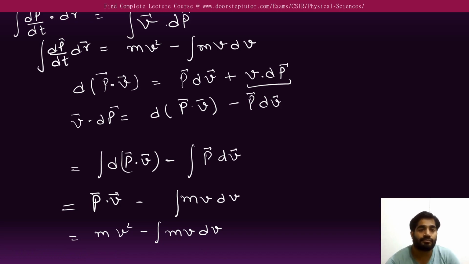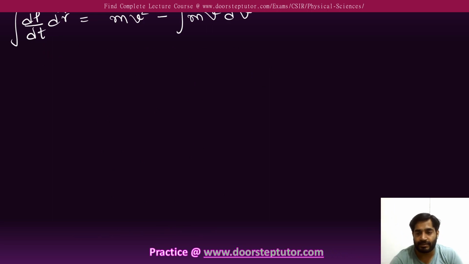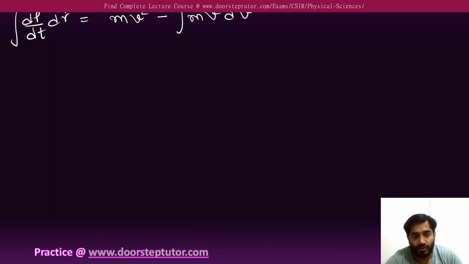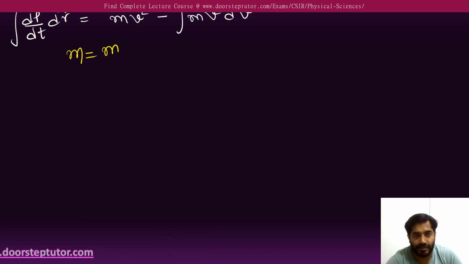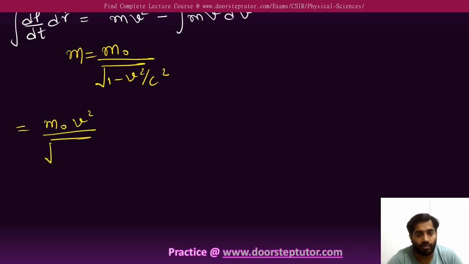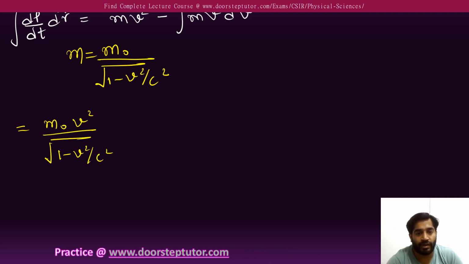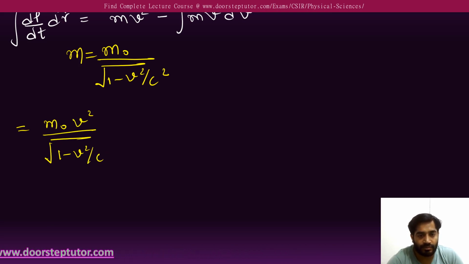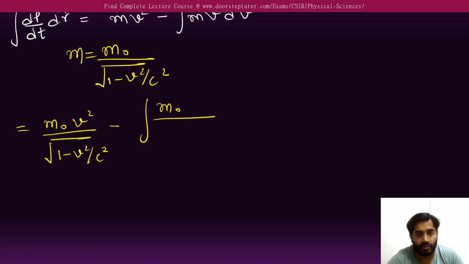As we already discussed, the mass m is varying, so replace the value of m as m naught over root of 1 minus v square over c square. If we do this, we get m naught v square over root of 1 minus v square over c square, then minus m naught over root of 1 minus v square over c square into v dv.